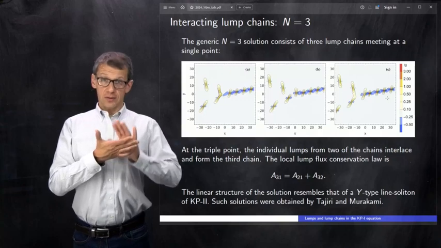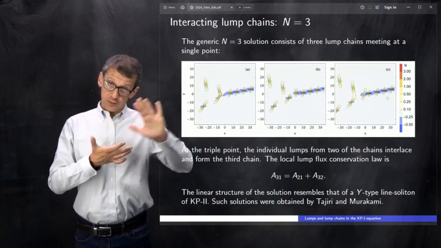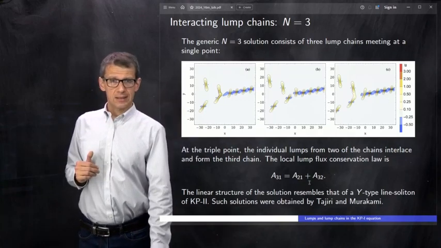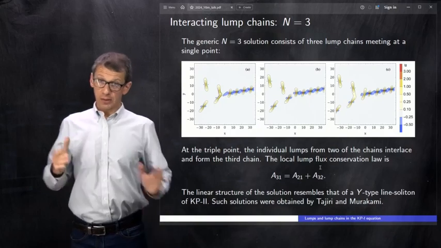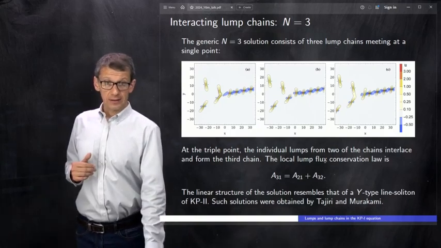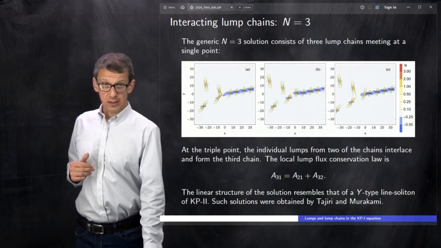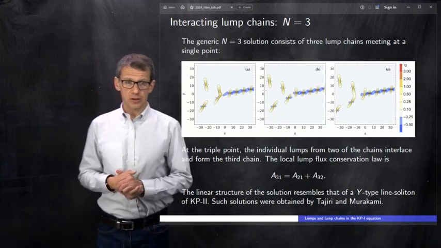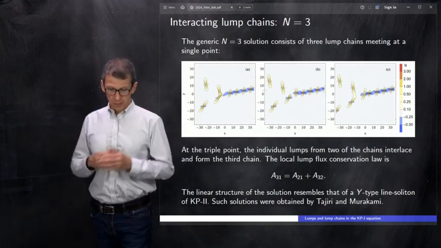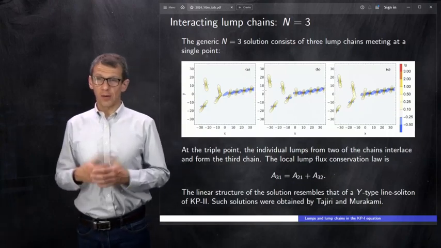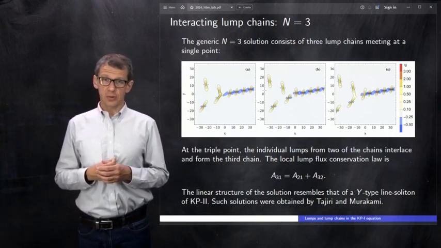So the whole triangular picture evolves linearly with time. And at the triple point, the individual lumps interlace. The local lump flux conservation law is that the lump flux along this chain is the sum of the fluxes along these two chains. And so we get a solution which is visually similar to a Y-type soliton solution of KP2.